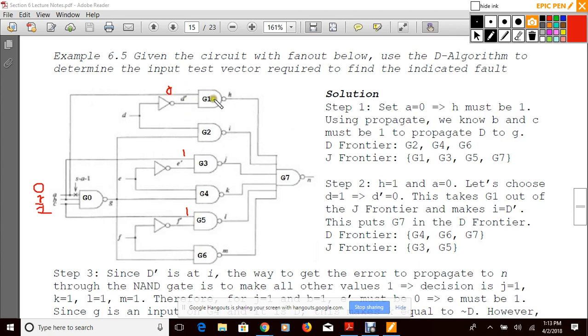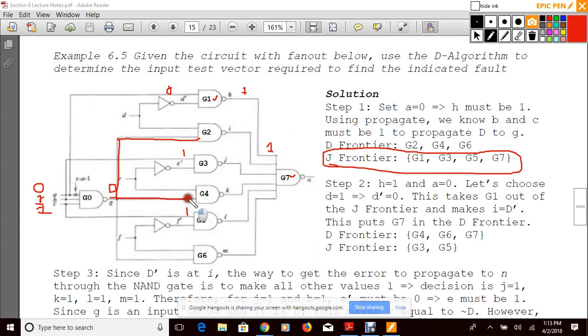Therefore, we also know that G1, because 0 is a controlling value on a NAND gate, we know that H must be 1 because it's a NAND. And if 1's at here, that means we have put a value on G7, right? That means our J frontier contains G1, G3, G5, and G7. And G here has D on there. And we've put D on G2, G4, and G6. So you see the difference there? That's why the D frontier is G2, G4, and G6.